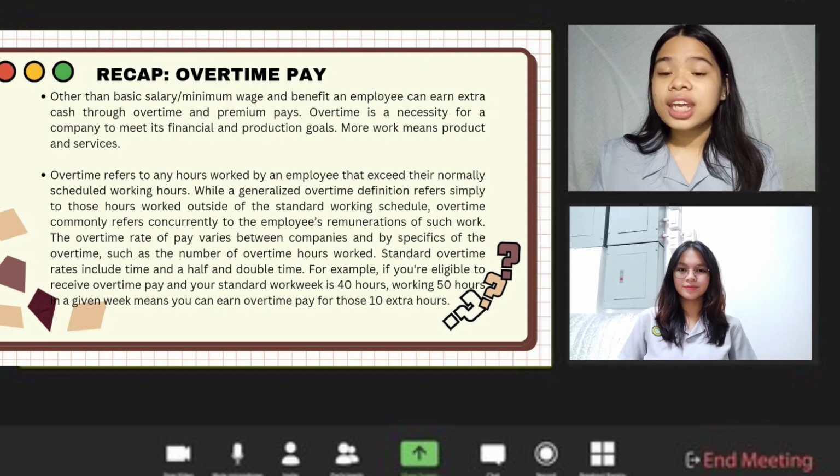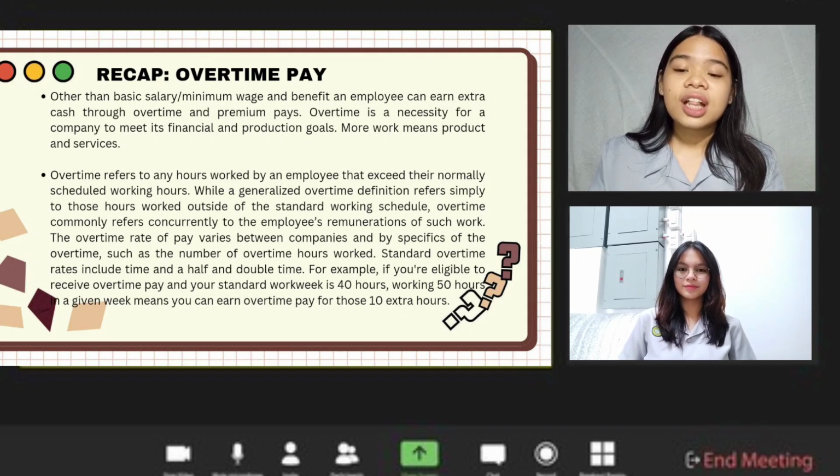Overtime refers to any hours worked by an employee that exceed their normally scheduled working hours. While a generalized overtime definition refers simply to those hours worked outside of the standard working schedule, overtime commonly refers concurrently to the employee's remuneration for such work. The overtime rate of pay varies between companies and by specifics of the overtime, such as the number of overtime hours worked. Standard overtime rates include time and a half and double time.